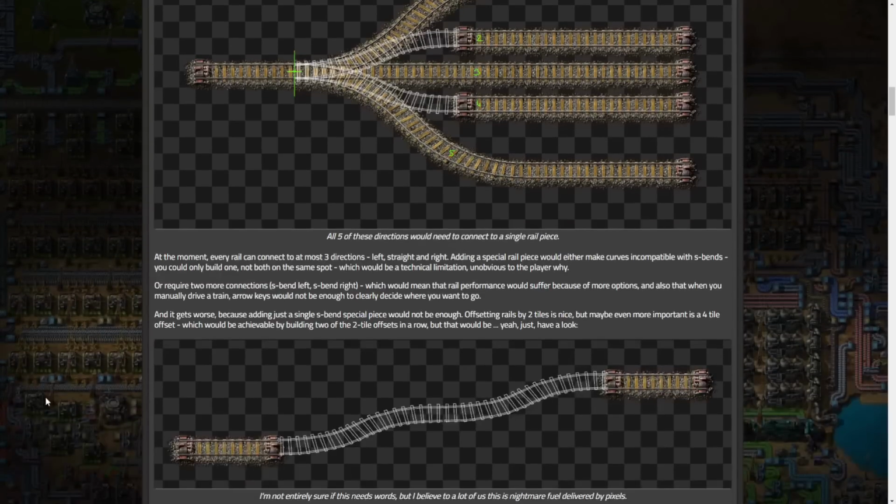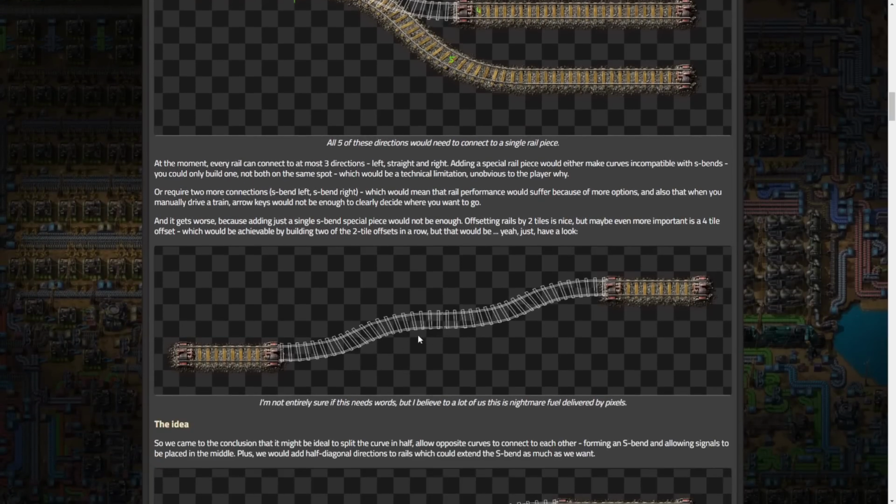So that wasn't really a solution. And it even gets worse because adding just a single S-bend special piece would not be enough. Offsetting rails by 2 tiles is nice, but maybe even more important is a 4-tile offset, which would be achievable by building 2 of the 2-tile offsets in a row, but that would be not great. As you can see, this does not look good.